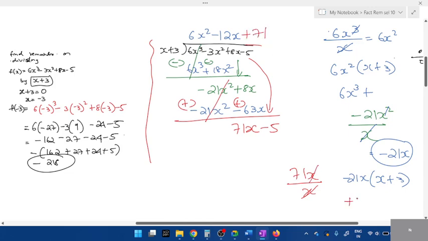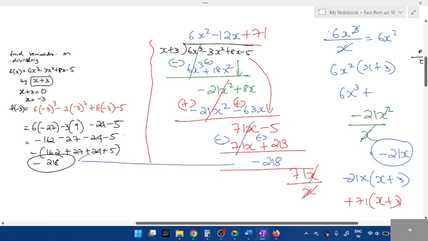Then you have to take that plus 71 and multiply with which one? x plus 3. What do you get? 71x plus 213. Reduce it. Minus here and minus here. This gets cancelled. What is minus into minus? Plus. 213 plus 5 is 218. 213 is greater, minus. Are the answers the same?